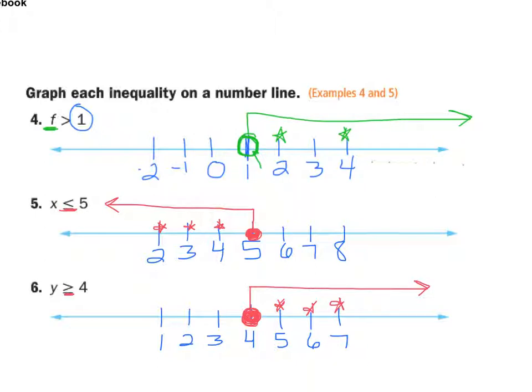So in summary, if we have greater than or less than symbols, you're going to be using an open circle on your graph. And if you have greater than or equal to or less than or equal to, you will use a solid dot to graph.